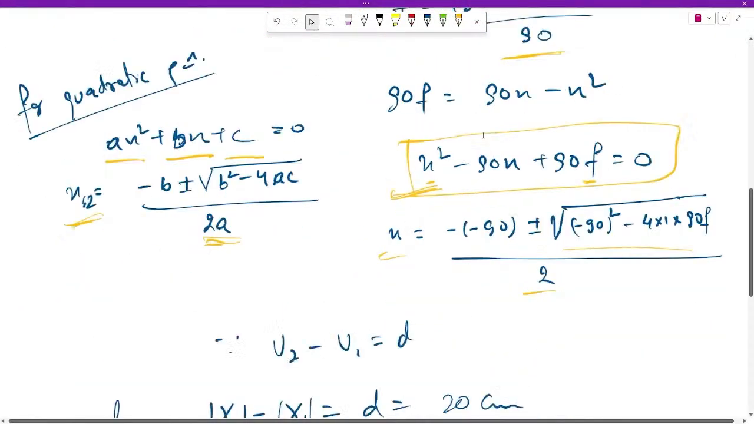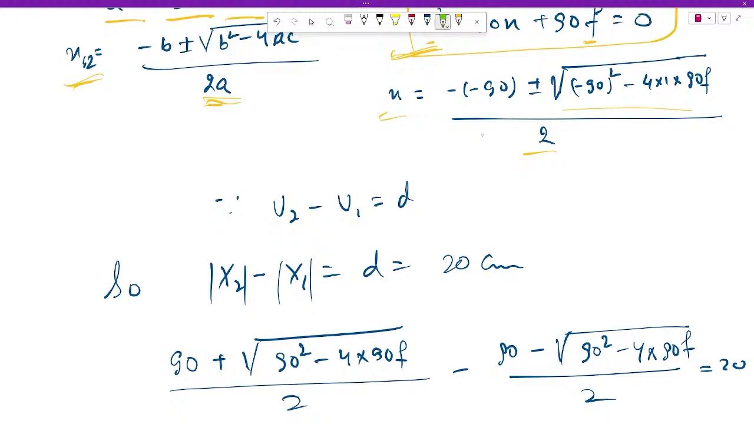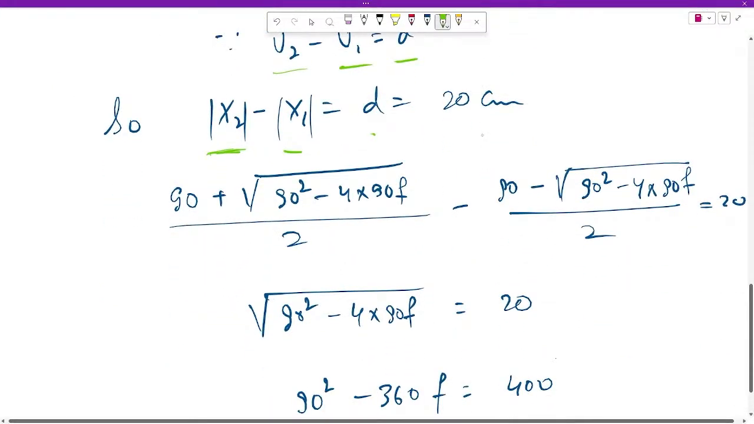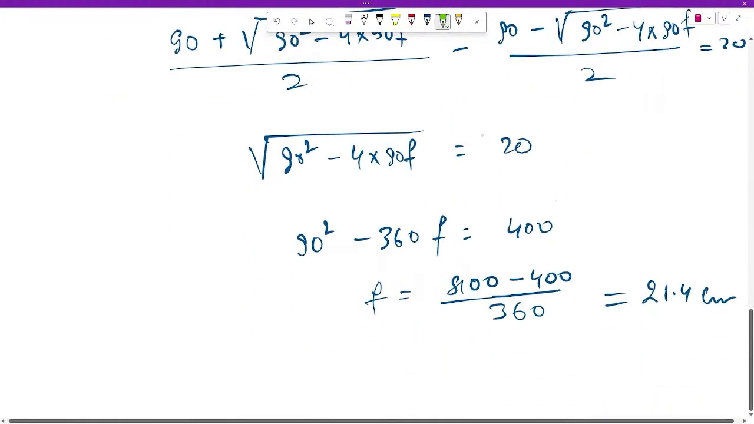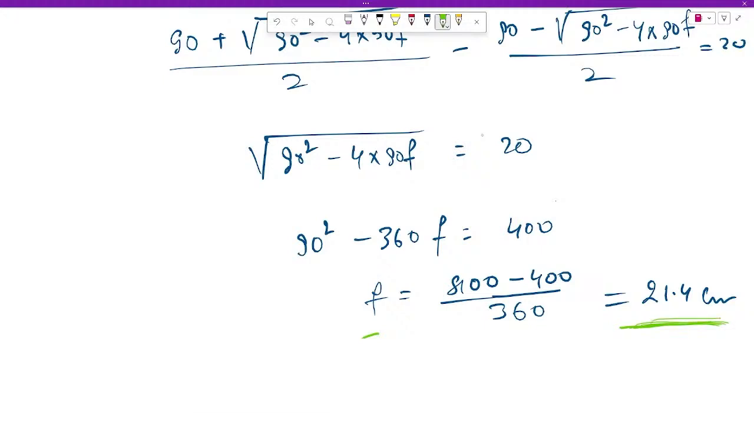Let us use this relation to eliminate one of the variables among x and f. So we can write that u2 minus u1 equals d, that is 20 centimeter, or without any sign convention, x2 minus x1 equals d. Substituting the values of the two solutions of x, we come to the value of 2 times under root of 90 square minus 4 times 90f equals 20. Now squaring both sides of this equation, we get the value of f as 21.4 centimeter. That's how we have found out the value of f, that is the focal length of the convex lens.